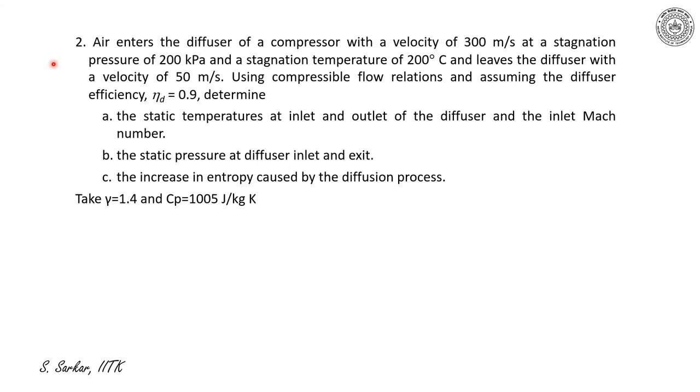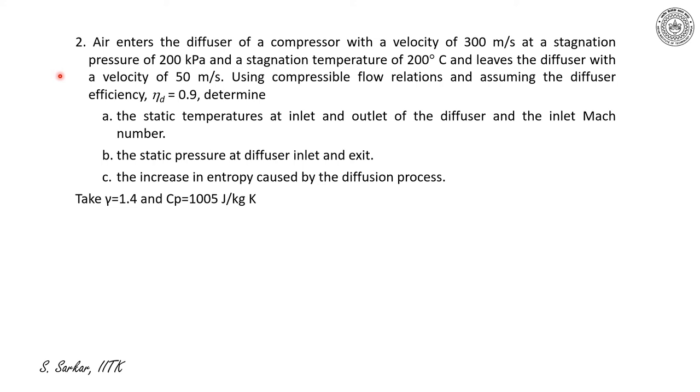The second problem is on the diffuser of a centrifugal compressor. The problem statement is: air enters the diffuser of a centrifugal compressor with a velocity of 300 meters per second at a stagnation pressure of 200 kilopascals and a stagnation temperature of 200 degrees Celsius, and leaves the diffuser with a velocity of 50 meters per second.